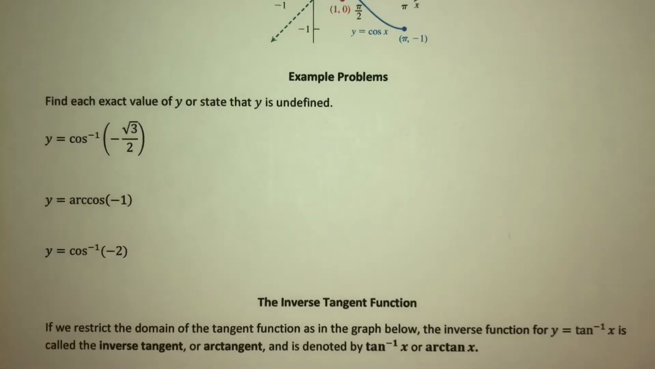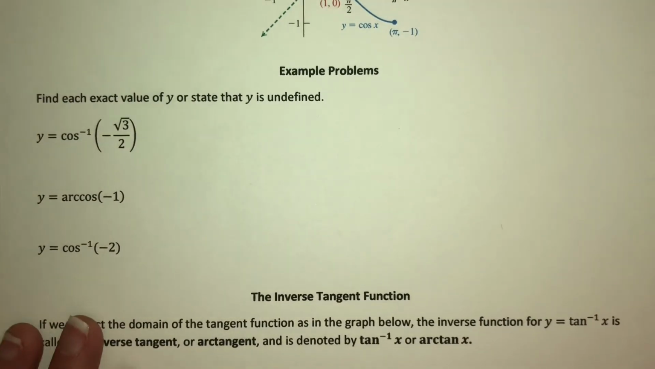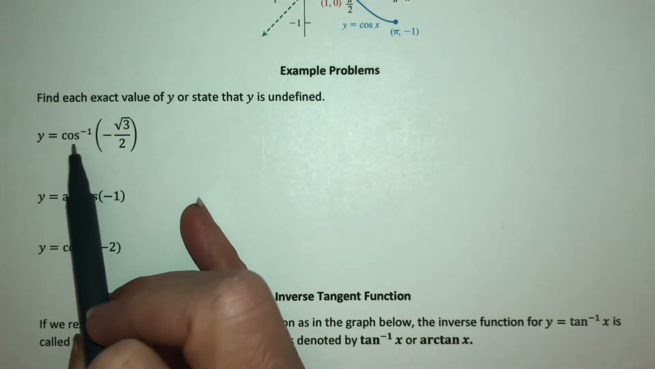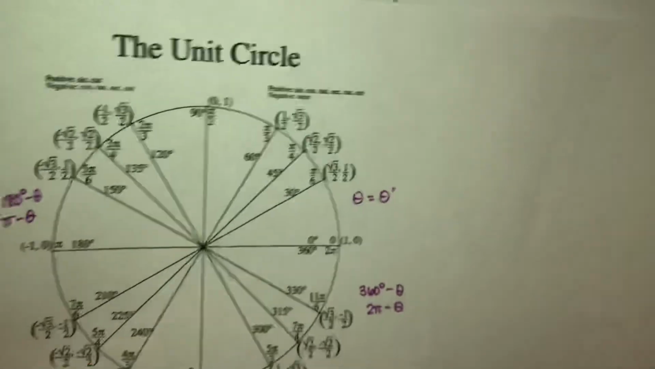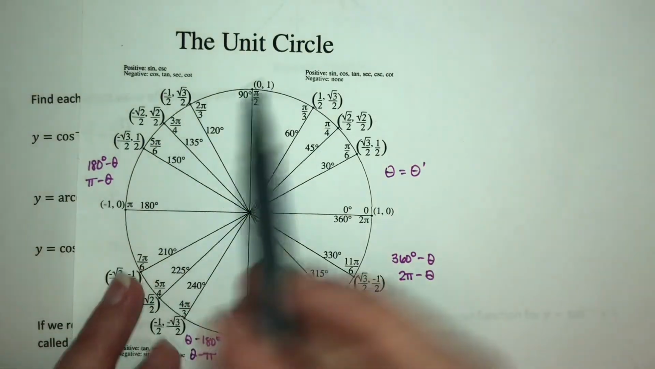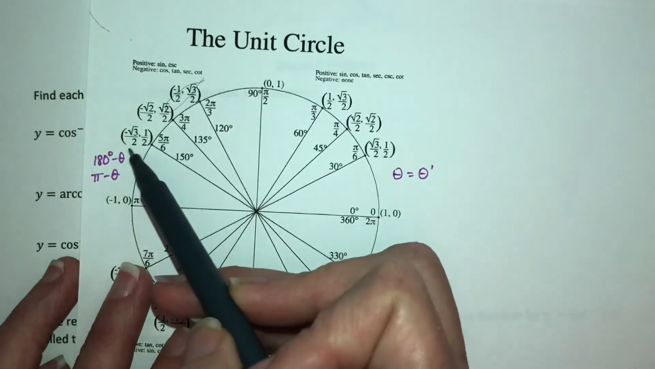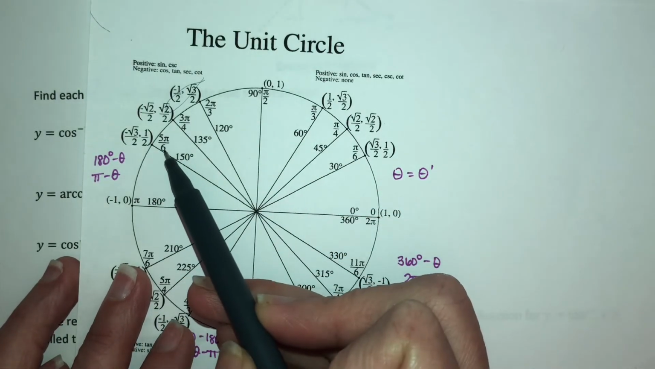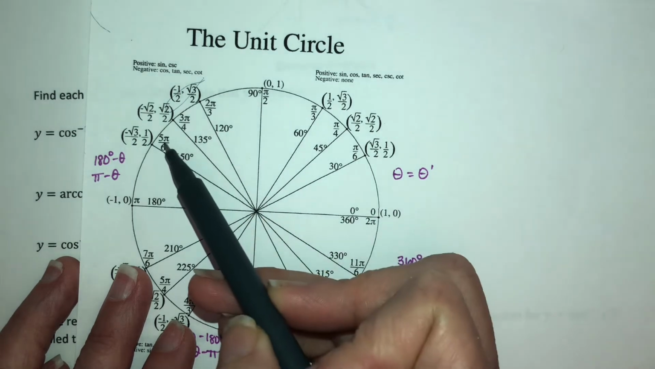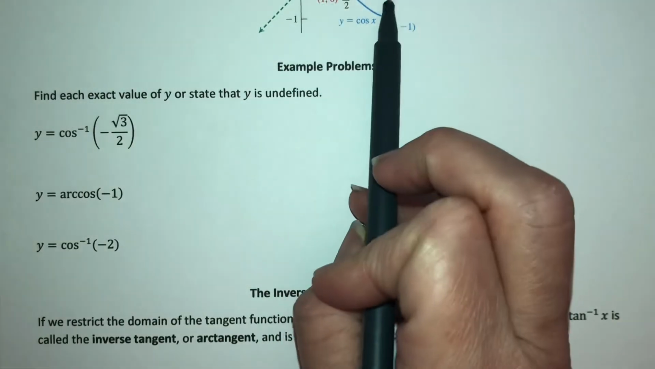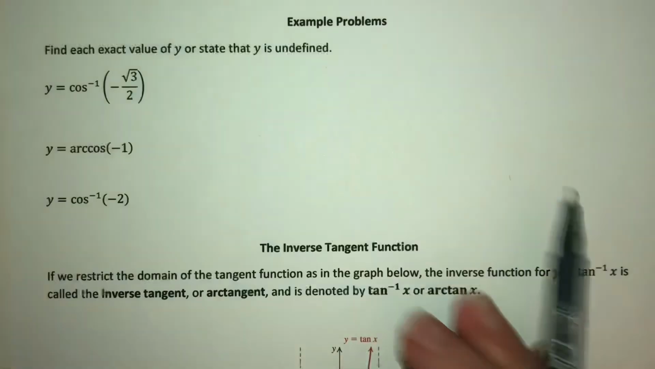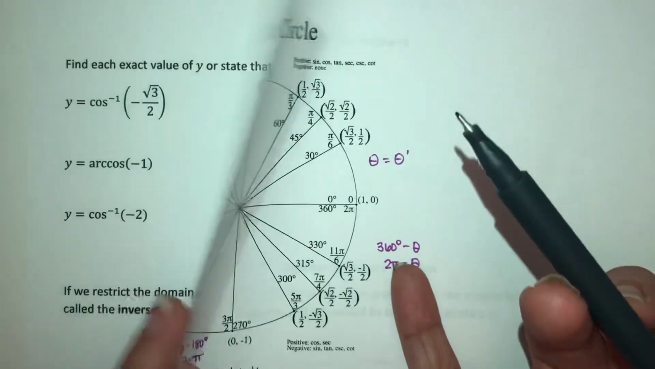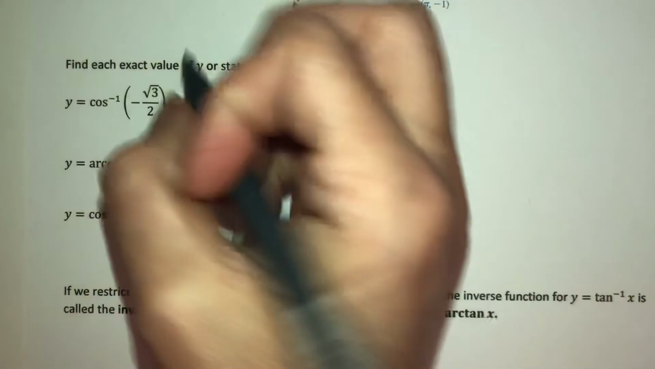Okay, so let's do the same type of thing. Find the exact value of y or state that y is undefined. So where is cosine equal to negative square root 3 over 2? For inverse cosine, we look in quadrants 1 or 2. Negative square root 3 over 2 is right here, which is 5π/6. We've actually restricted it to the positive side, so we don't have to worry about using the negative versions of these angles. So our answer right here is 5π/6.